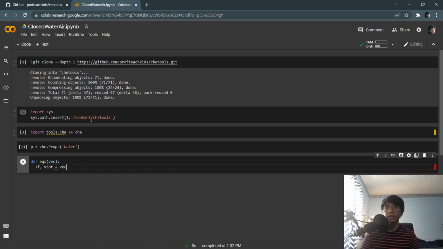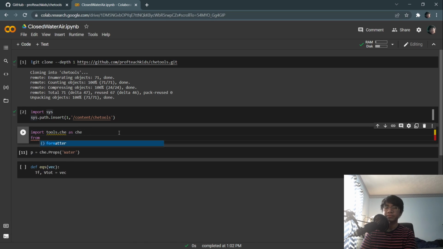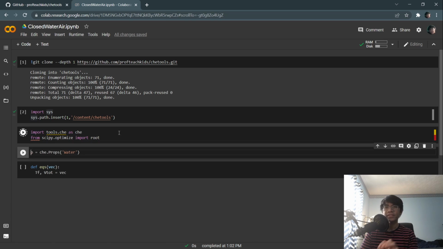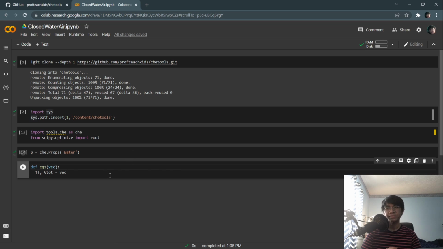And let's just go ahead and import, so I don't forget, from scipy.optimize import root, not minimize, root. Shift enter, make sure we got that.